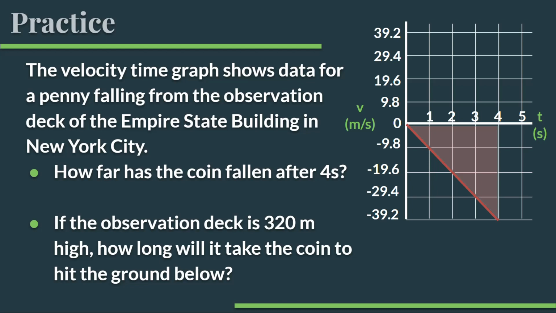If the observation deck is 320 meters high, how long will it take to hit the ground below? Well, again, you can see here that the slope of this line is the acceleration, and the slope is negative 9.8. After 1 second, it's at negative 9.8. After 2, negative 19.6. Again, they're all going to look like that, although it may round to 10. It may be 10, 20, 30. But again, this is just a straightforward calculation. So if you'd like to try this one just for some extra practice, you are welcome to. I don't have it worked out up here, but I will work it out and I can check it for you if you like.